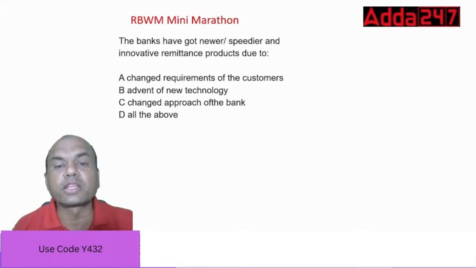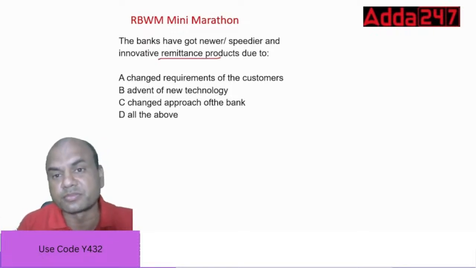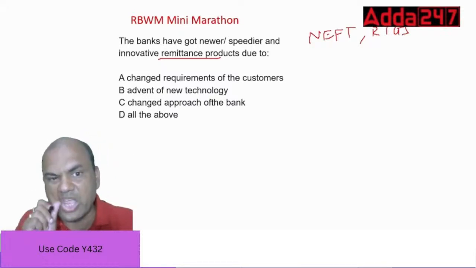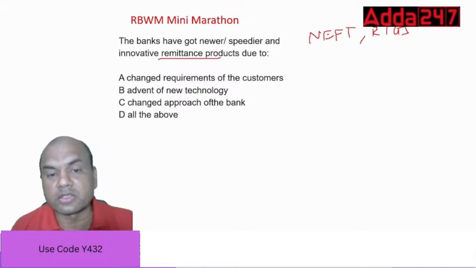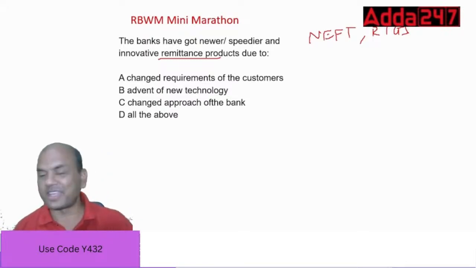Banks have got newer, speedier, innovative remittance products due to what? Remittance means transfer. So we have got NEFT, RTGS, UPI, IMPS, all these. So due to what? Changed requirement of the customers, advent of new technology, changed approach of the bank, and all of the above. Tricky, okay?